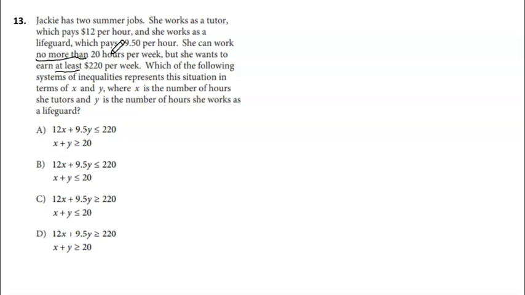It says no more than 20 hours, right? It means if you combine the hours worked tutoring and hours worked doing lifeguard work, it should be no more than 20 hours. So it should be less than or equal to 20, right? So it's going to be X plus Y is less than or equal to 20.